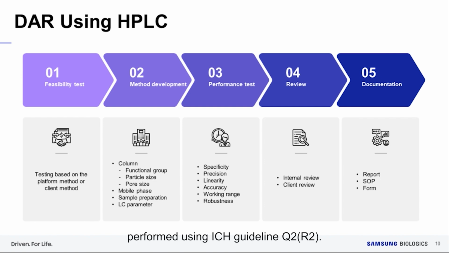R2 items. There must be predetermined acceptance criteria. However, there may be minimal method performance monitoring requirements based on intended application. And after that, internal and customer review, technical report and standard operating procedure and necessary forms are prepared and approved.